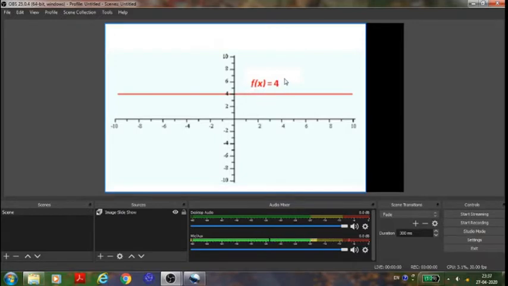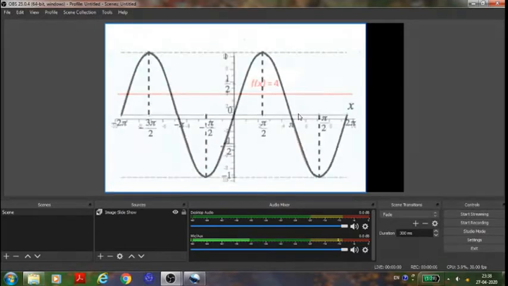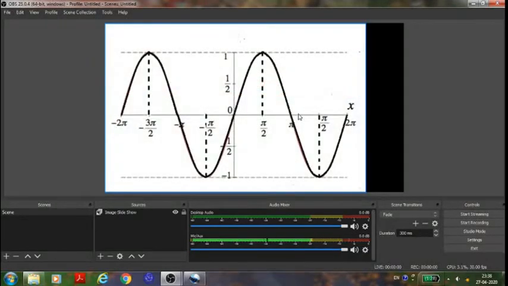If you take y equal to f of x equal to 4, suppose, the graph of the function will be a straight line, because there is no variable x. The graph will be a straight line passing through 0 comma 4, and it will be an infinite, constant line.